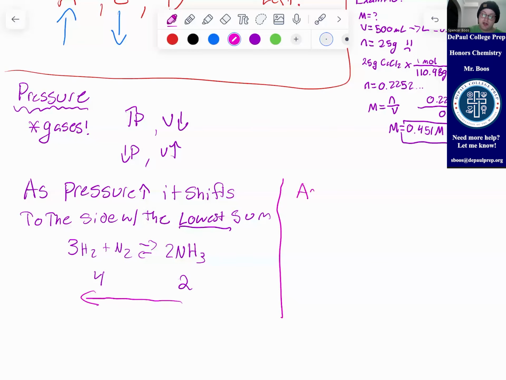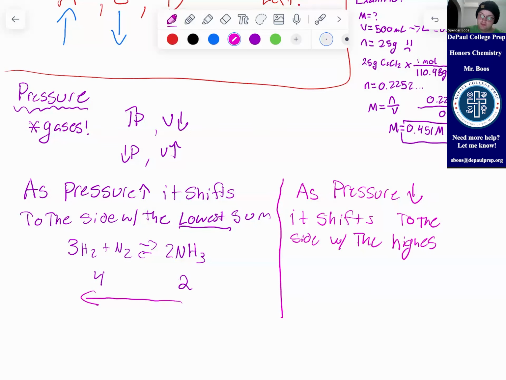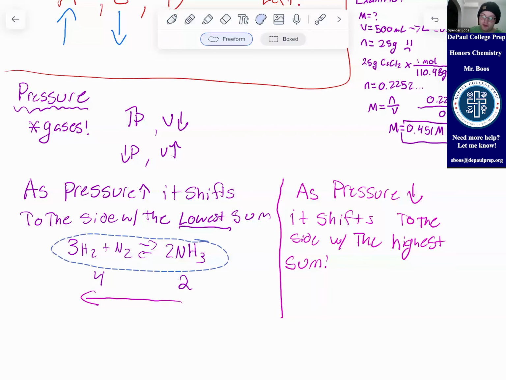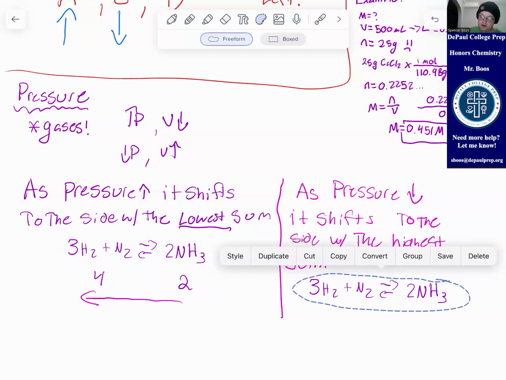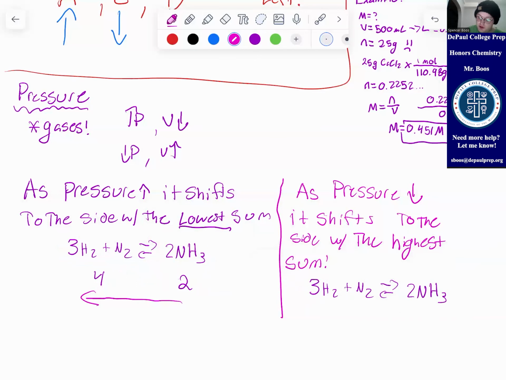Now, as pressure decreases, equilibrium shifts to the side with the highest sum. So again, in this case, with the Haber process, we will duplicate this. It would shift, of course, to the right because it's shifting to the side with the highest sum.